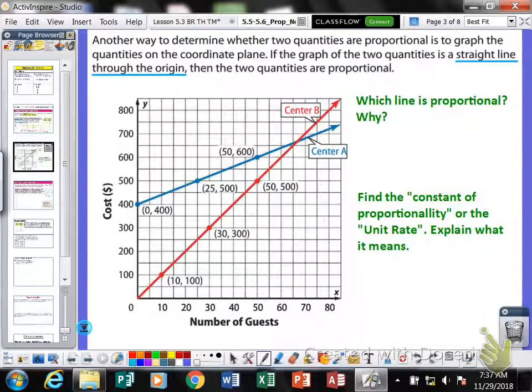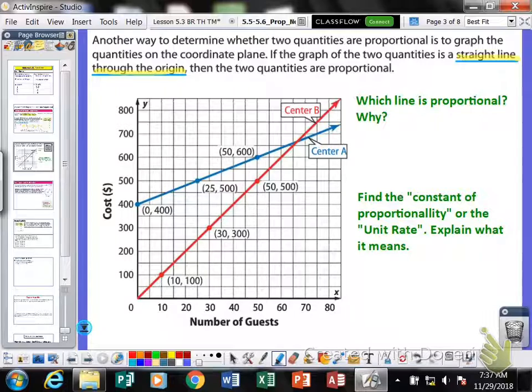If you're given a graph, another way to determine whether two quantities are proportional is to graph the quantities on a coordinate plane. If the graph of the two quantities is one straight line, important, a straight line first, and it goes through the origin, then you have a proportionality.